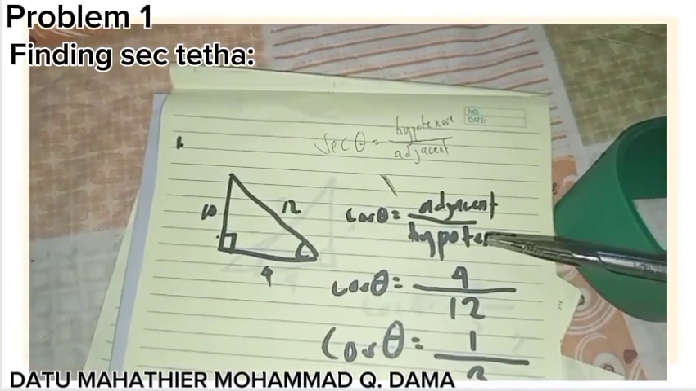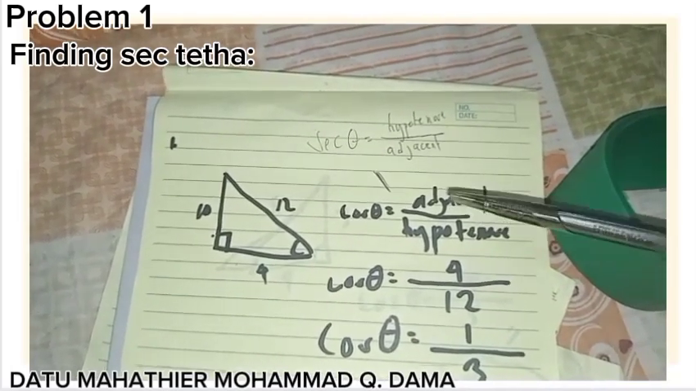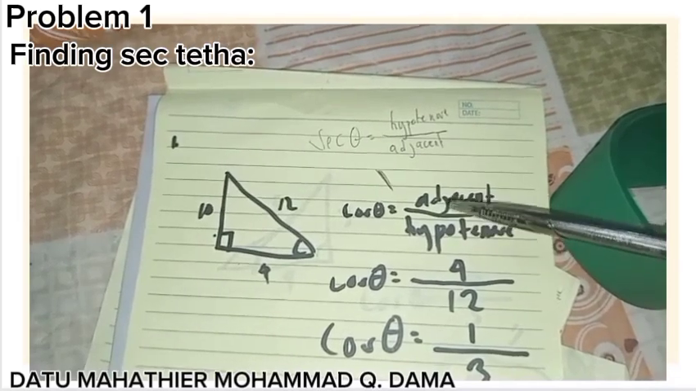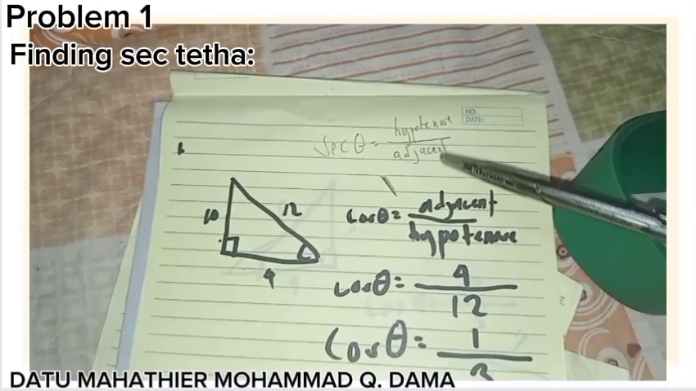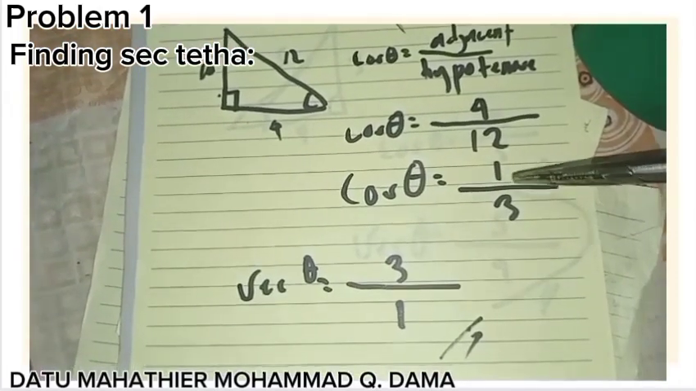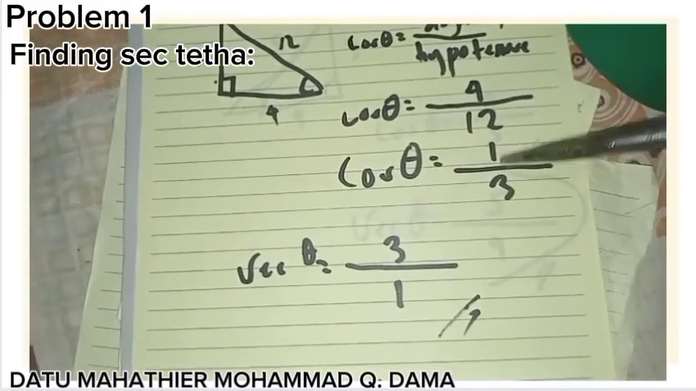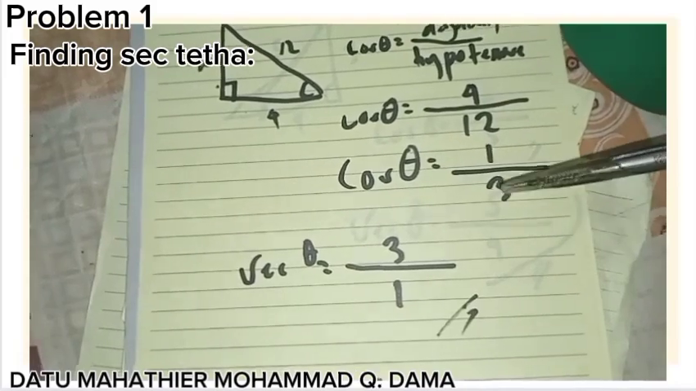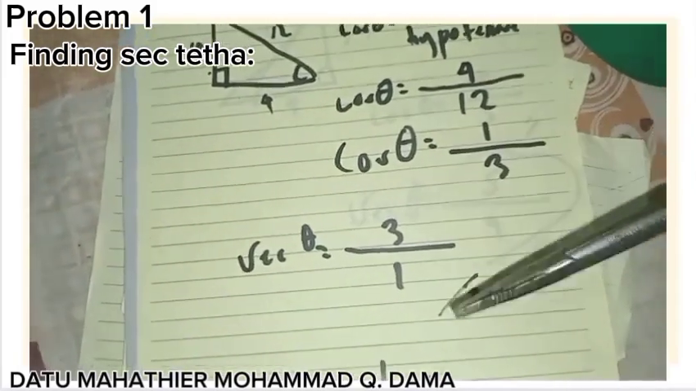As you can see, halos pareho lang sila sa formula ng cos theta, except na nakabaliktad siya. So sa cos theta, yung adjacent yung nasa taas, pero sa sec theta naman yung adjacent yung nasa baba. So kung ano yung result nung value nung cos theta natin, i-reverse lang natin. So dito 1 over 3, so kung sa sec theta na siya, magiging 3 over 1.